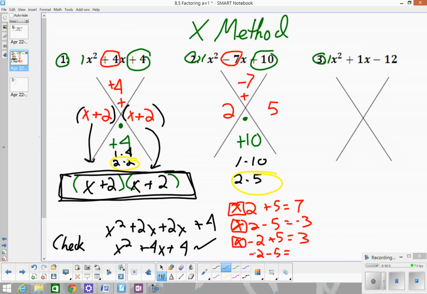So if both of them are negative, negative 2 minus 5 is a negative 7, and then that's what I need. So what does that mean? That means that my 2 has to be negative, and my 5 has to be negative. Okay, good. Now I'm going to go back.